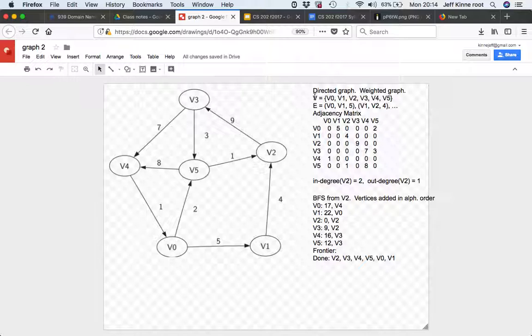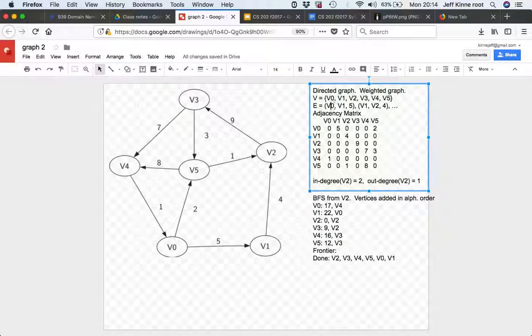The set of vertices here is V0 up to V5. Those are the labels. The edges, since they're weighted and directed, we say this is the source vertex, and then where does it go, and what is the weight. So V0 to V1 with a weight of 5.